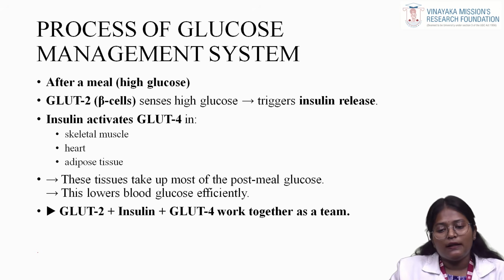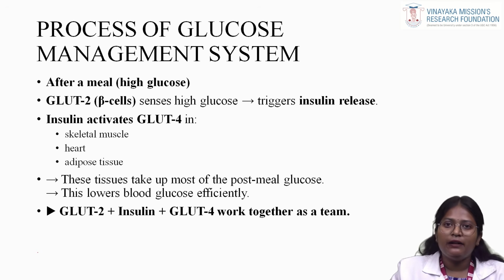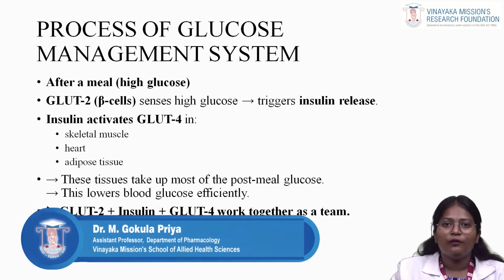Next, GLUT2 plus insulin plus GLUT4 work together as a team. When the high glucose level in the bloodstream is there, the GLUT2 transporter will be sensing the glucose and it will be releasing the insulin. That released insulin will be going to the GLUT4 transporter, and it will be stimulating the muscles, heart tissues and adipose tissues to use up the glucose effectively. So here they work as a team.